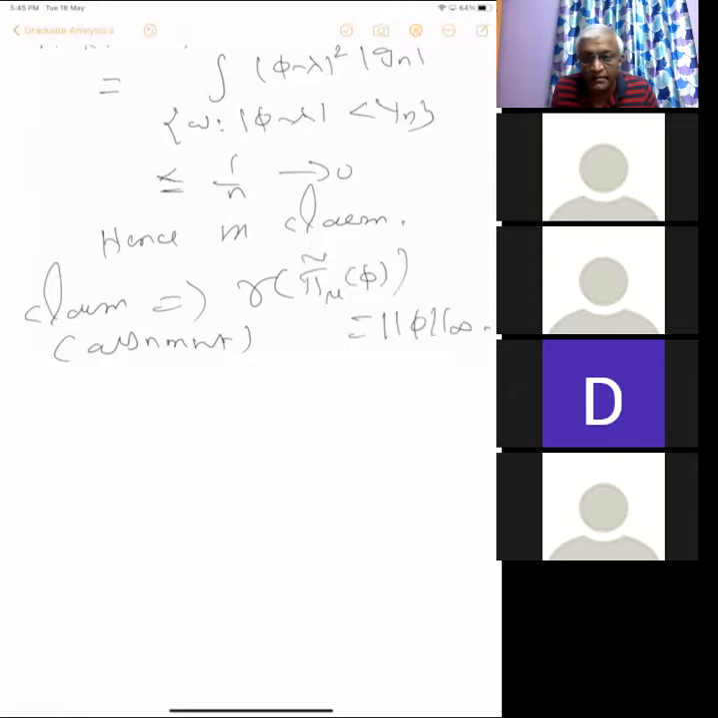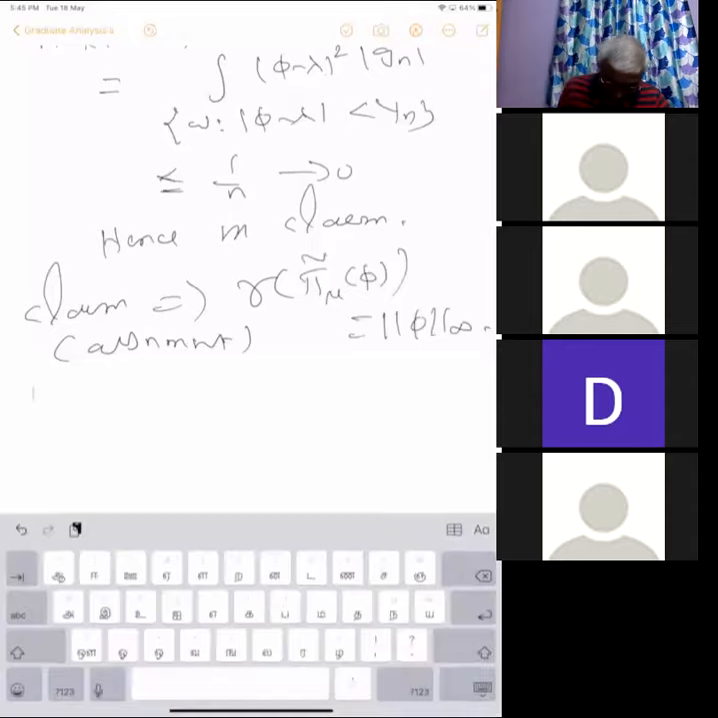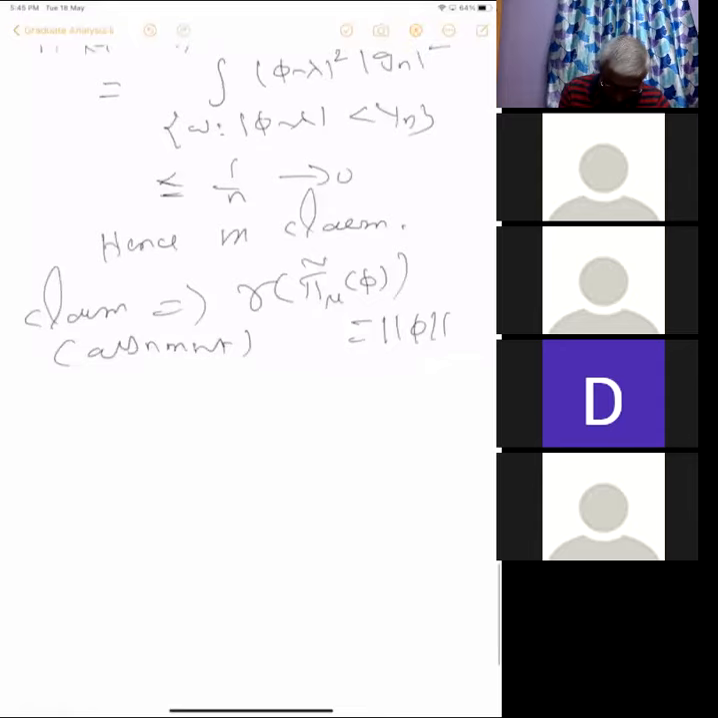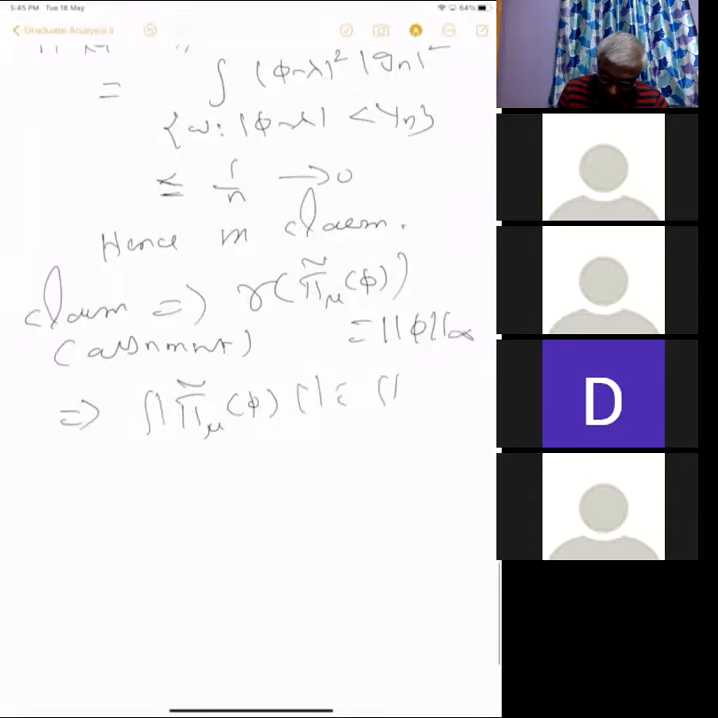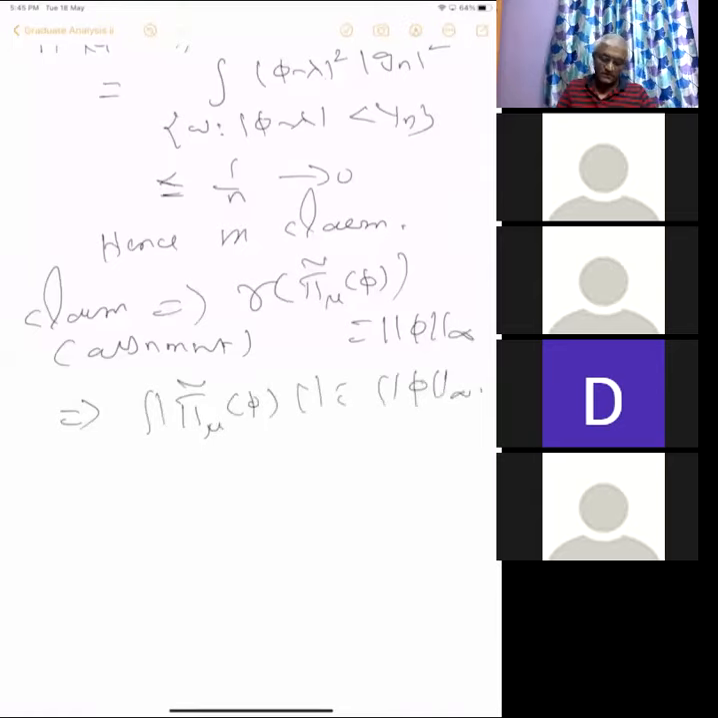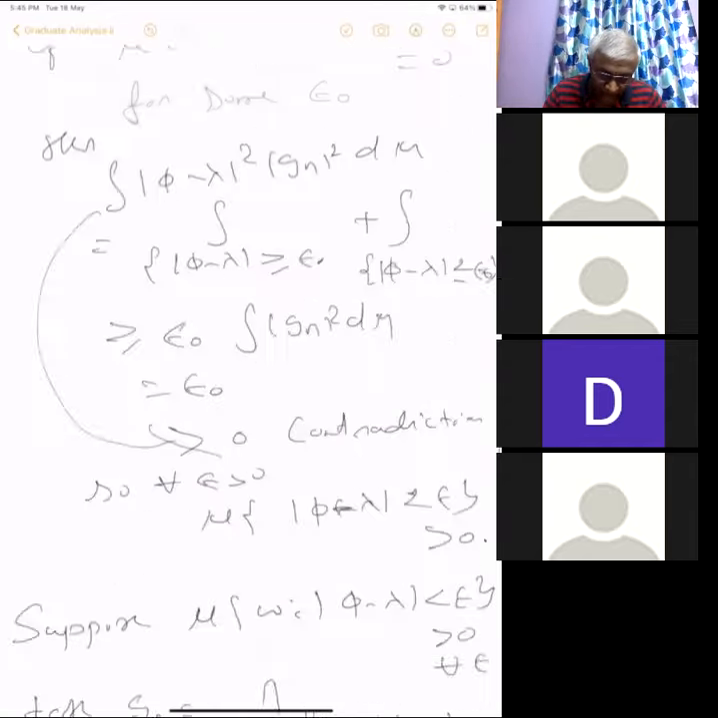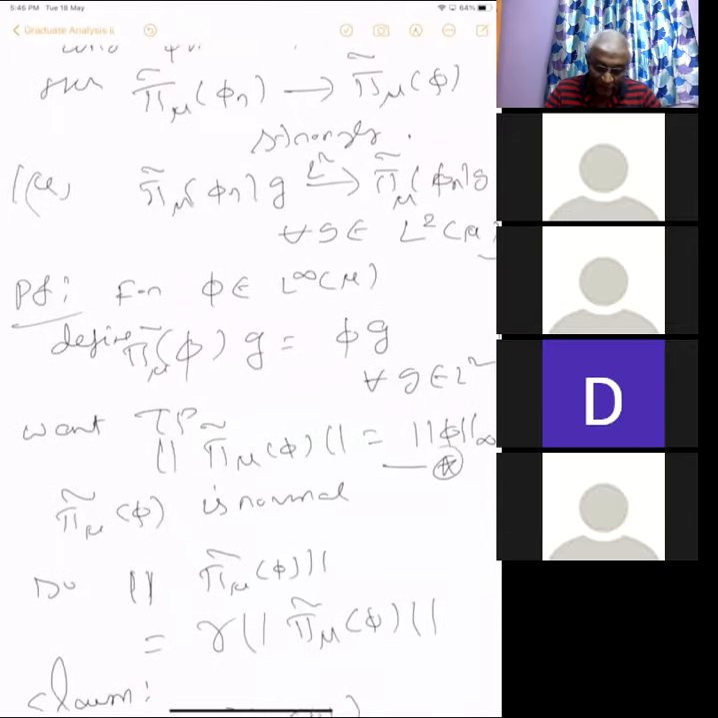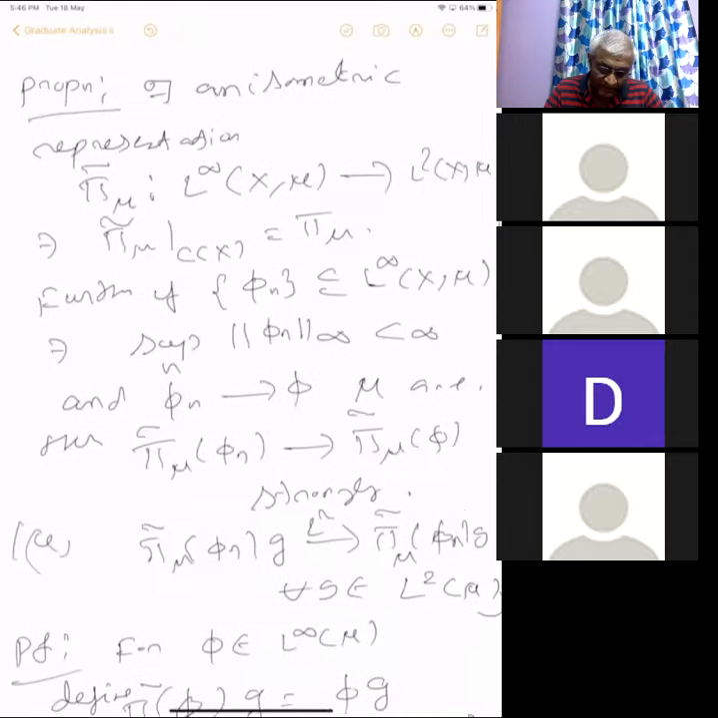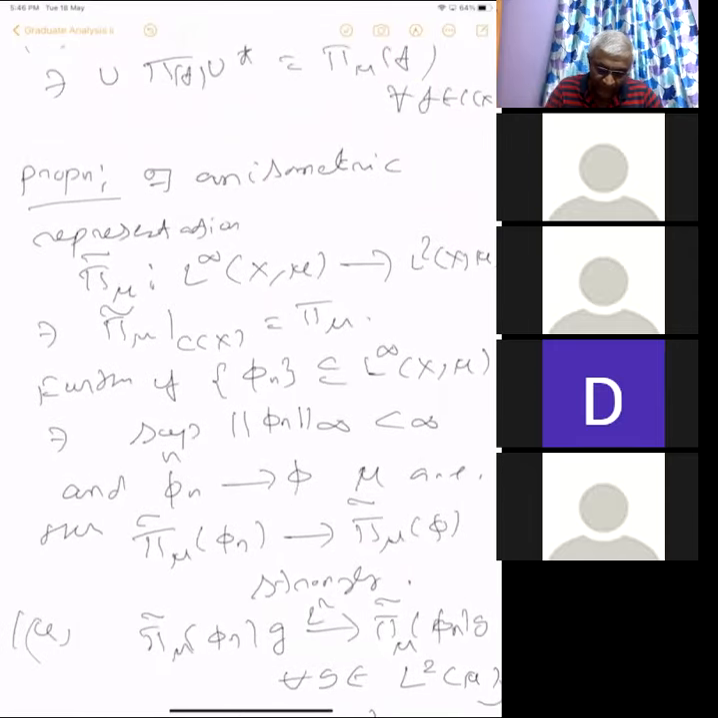But since pi of phi is a normal operator, the spectral radius and the norm coincide. So this is an assignment. Then this implies the norm of pi of phi is the same as the norm of phi in L infinity. You just apply the definition and you will get that. So please do this. I think it's an easy exercise and you can do it. So we have just proved that this is isometric. We proved that this is a representation and that it is an isometric representation.